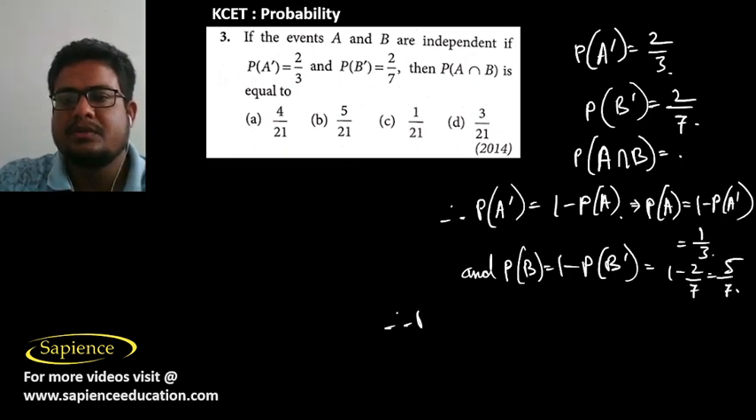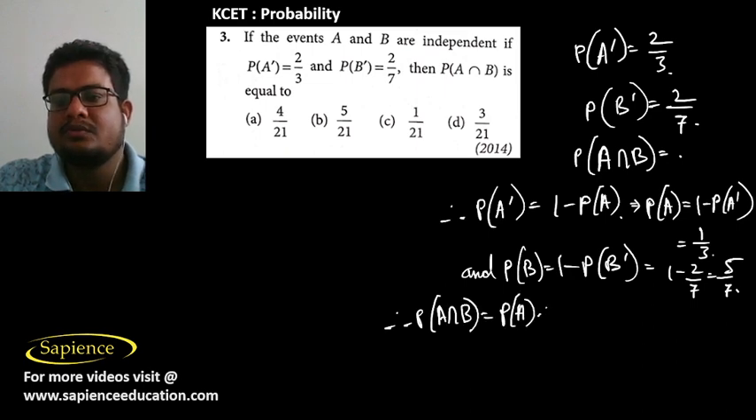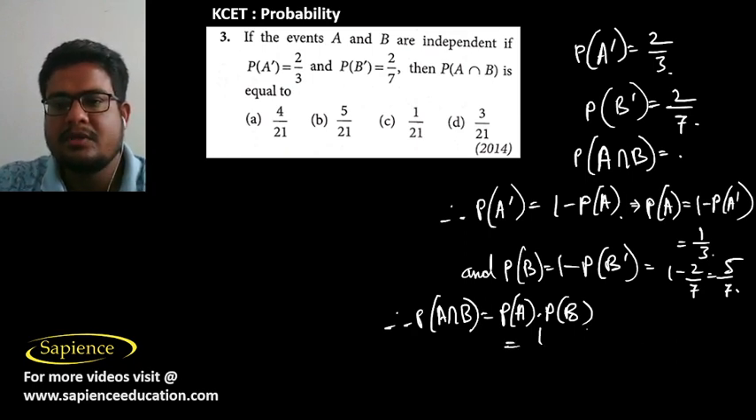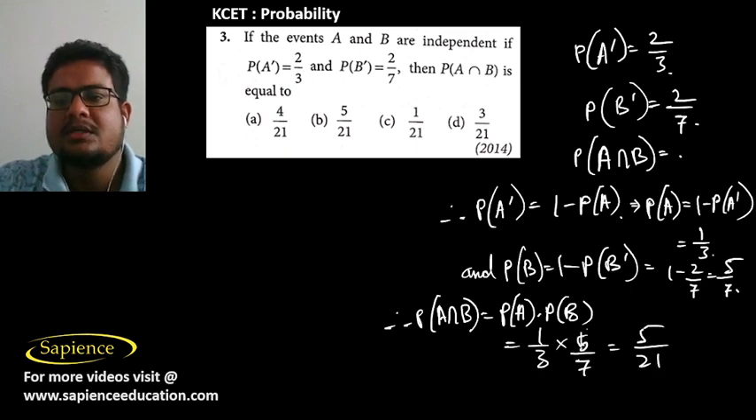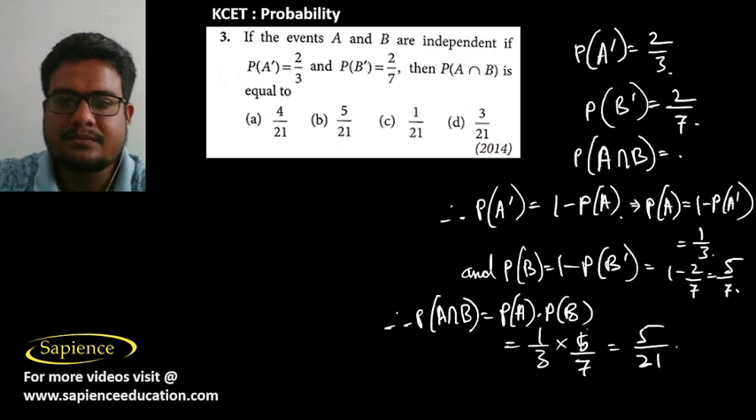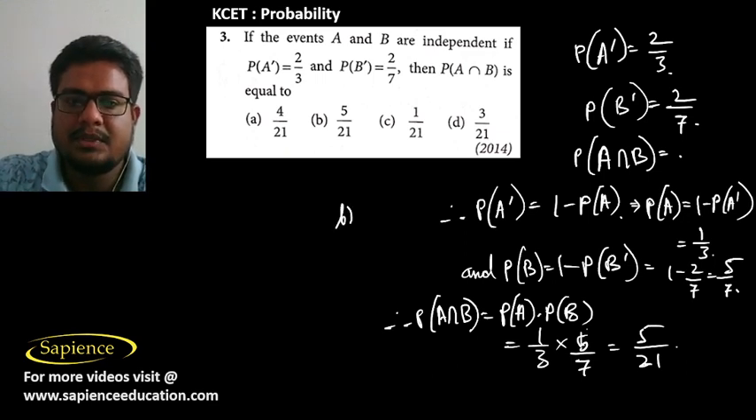And therefore, P of A intersection B is equal to P of A into P of B, since here it is told that A and B are independent events. P of A will be 1 by 3 and P of B will be 5 by 7. So that will be equal to 5 by 21. Option B is the correct answer.